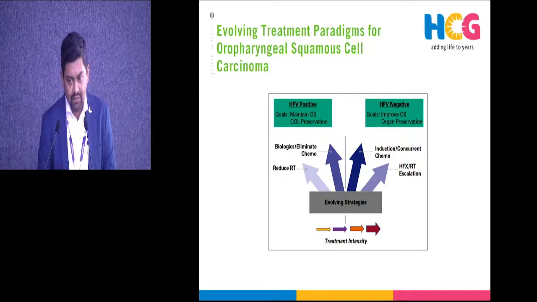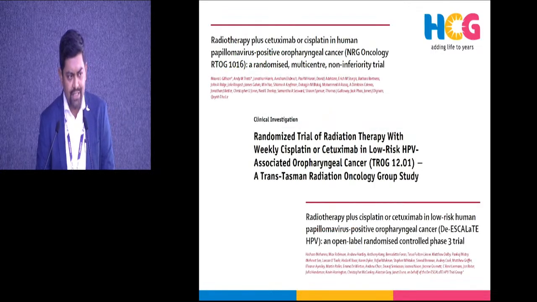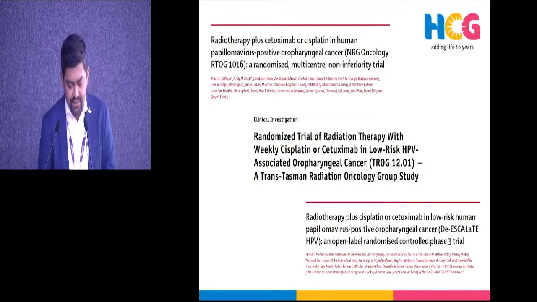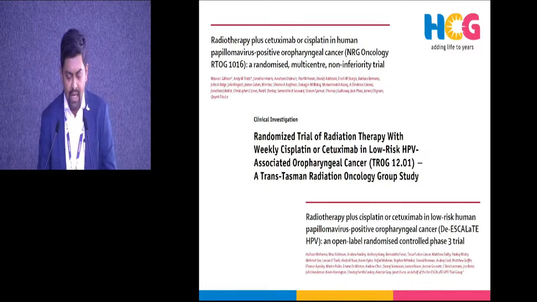So the other aspects are taking a back seat. Now, let's talk briefly about P16 positive. We all know of these three trials. They basically tried to challenge the standard treatment by replacing the concurrent regimen and, in some, also changing the dose.